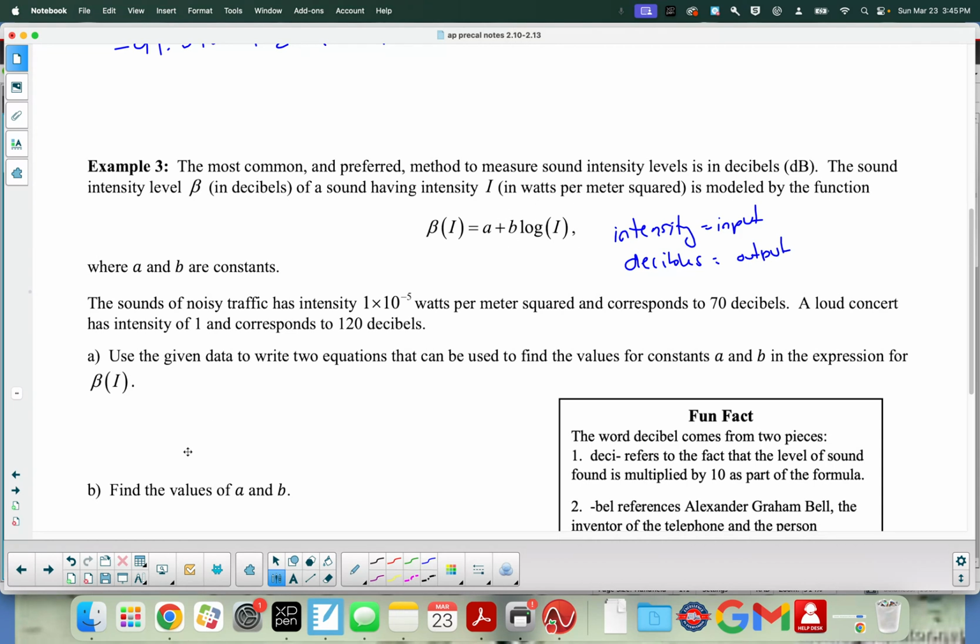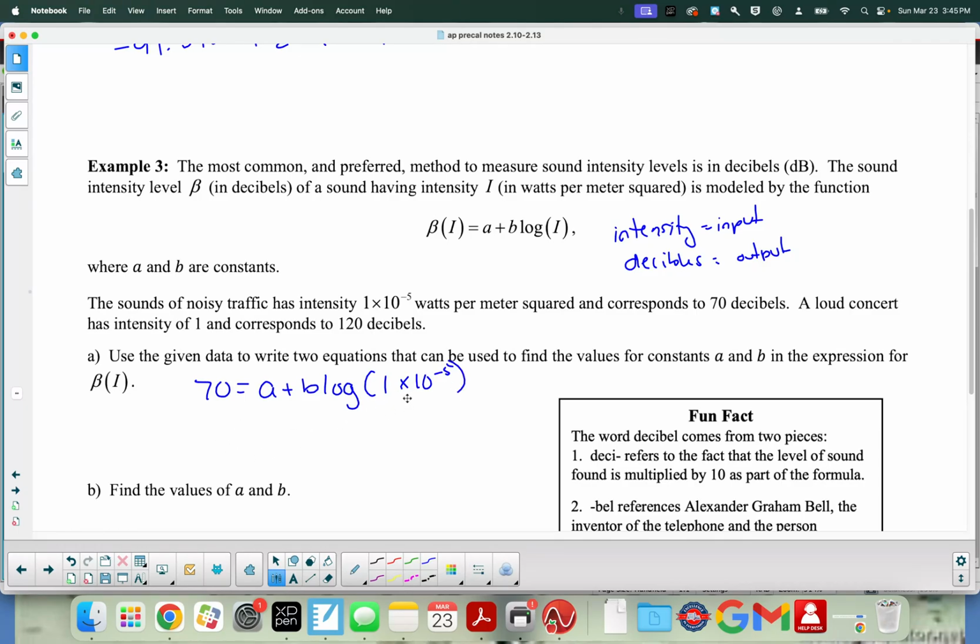Okay, so we're going to do the same thing. We're going to write two equations. So the sound of noisy traffic has an intensity of 1 times 10 to the negative fifth. So that's what's going in for the input. And an output is 70. So 70 equals a plus b. Now notice this is log base 10 instead of natural log this time. There's a reason for it. Log base 10 of 1 times 10 to the negative fifth, which is basically 10 to the negative fifth, right?